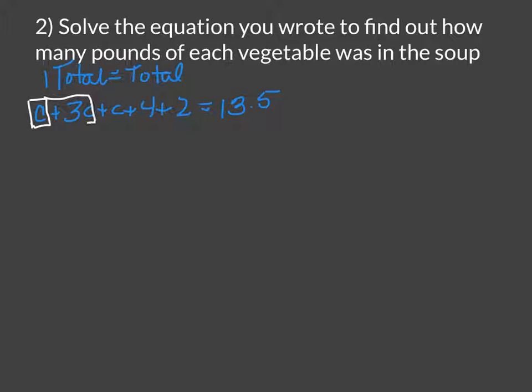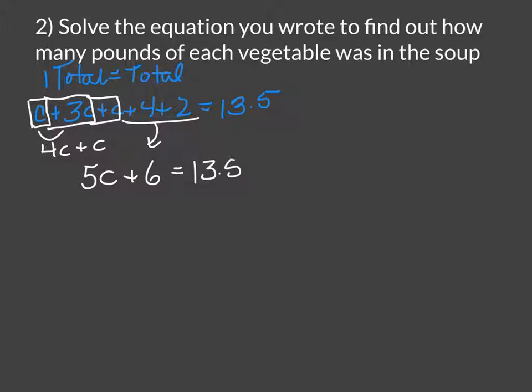Okay, first thing as always, I need to combine like terms. So I've got a C plus a 3C plus a C. Conveniently, these are all already together for me. So C plus 3C, of course, is 4C, plus another C is 5C. Plus 4 plus 2 is plus 6 equals 13.5.